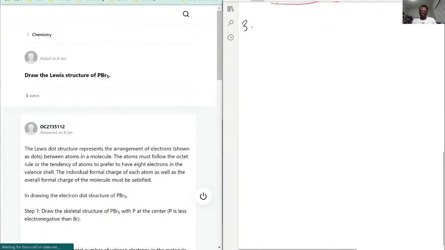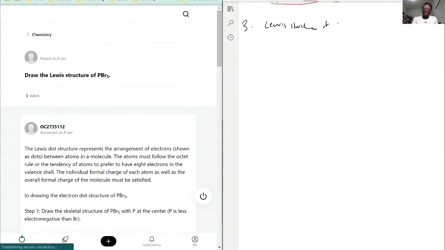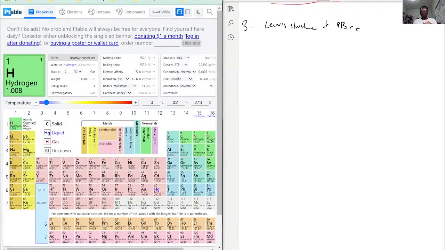So now we want a Lewis structure of PBr5. Okay, so for this, we definitely first need to know how many electrons we're working with. So we're going to go to our handy periodic table, okay?